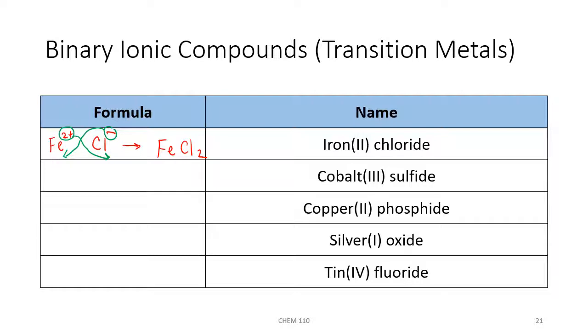Cobalt 3 sulfide. Cobalt, we're told, is a +3 ion. Sulfide comes from sulfur, group 6A nonmetal, always forms a -2 charge. If we take our subscripts and we cross them, we put a 3 after the sulfur, we put the 2 after the cobalt, that'll give us our neutral formula, Co2S3.